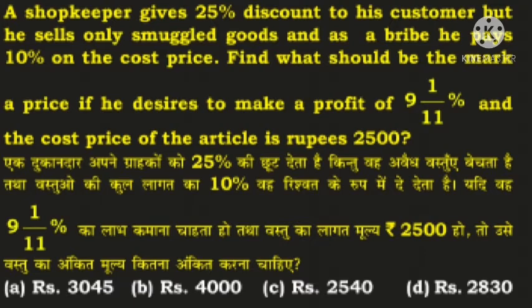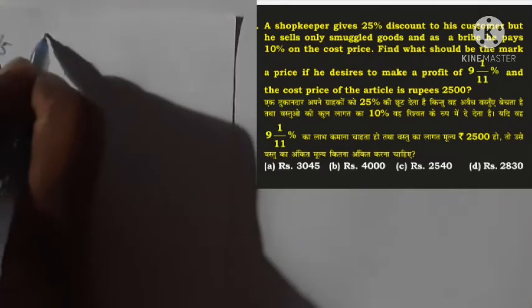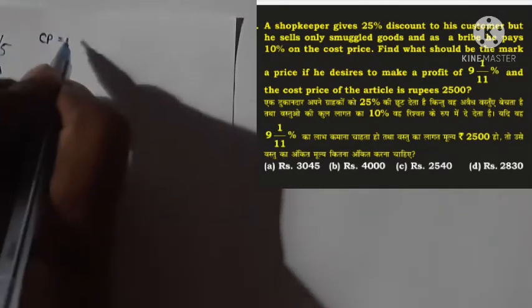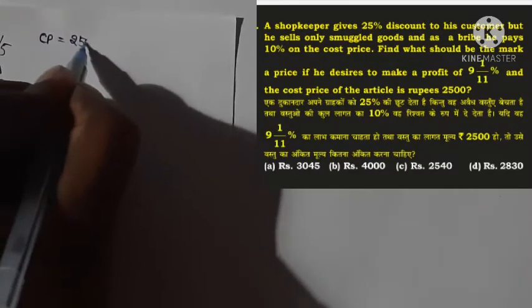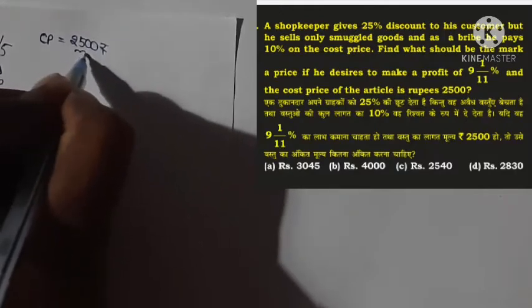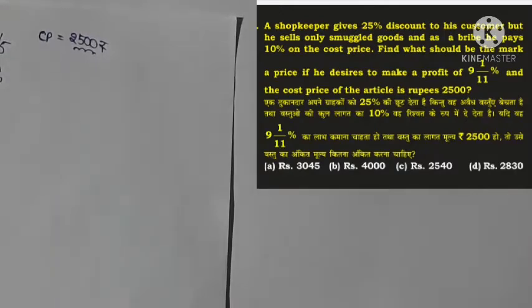A shopkeeper gives a 20% discount to his customer, but he sells only smuggled goods and has to pay 10% on the cost price. Find what the market price should be if he decides to make a profit of 91 by 11%, and the cost price of an article is 2500. So here the cost price is 2500. That means this is the purchasing price. He sells only smuggled goods and he pays 10% on cost price.